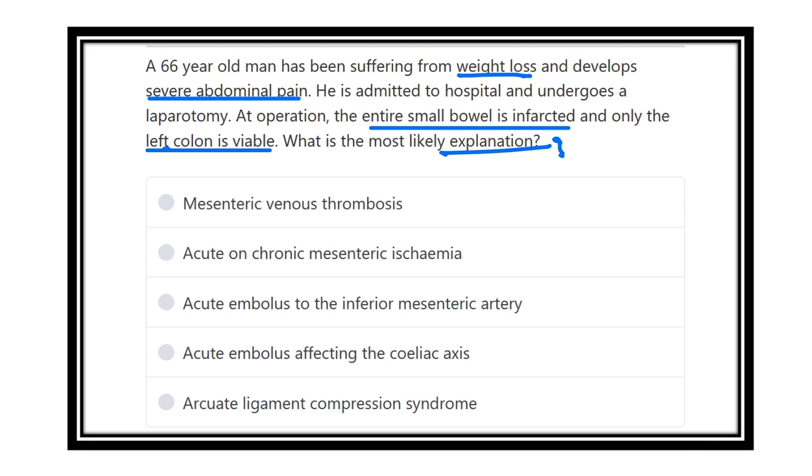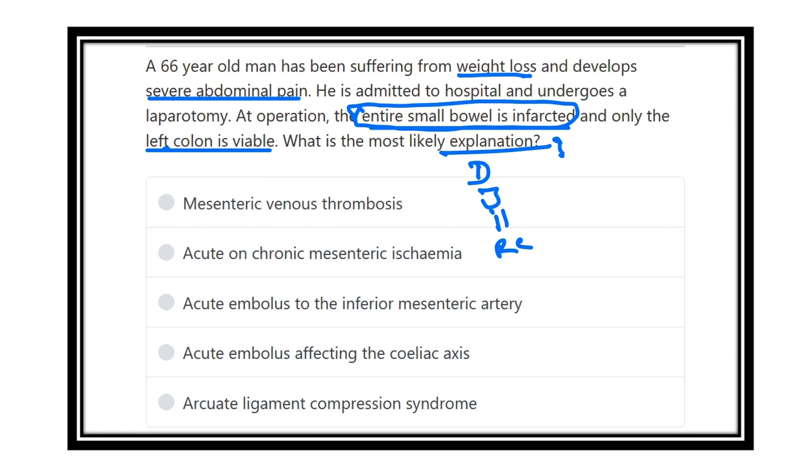So there is a long area, a big area of the bowel that is infarcted. The small bowel, involving the duodenum, jejunum, and ileum, and only the left colon is viable. That means the right colon is also involved. So what is the cause?